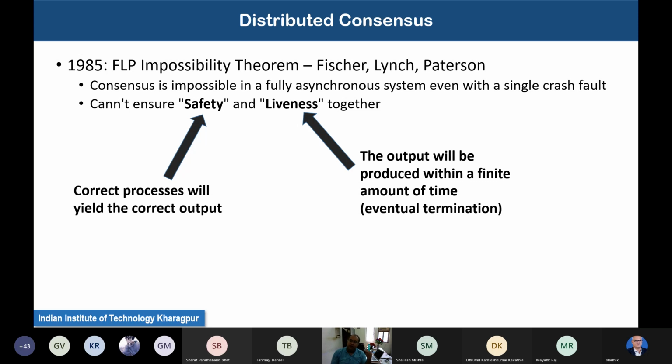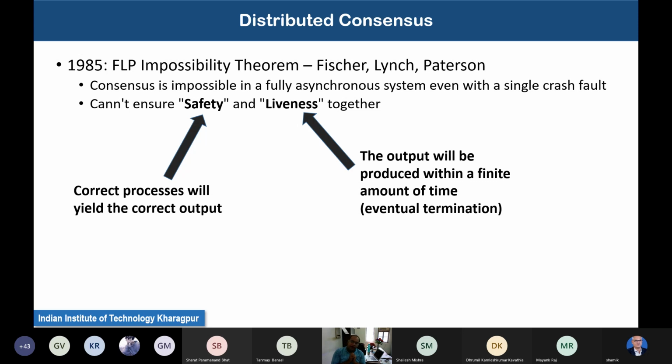So the safety property guarantees that the processes will reach the correct output, and the liveness property guarantees that this output will be produced within a finite amount of time, so the algorithm will eventually terminate. If I combine these two properties together, safety and liveness, it says that the algorithm will eventually terminate by producing the correct output. So in a fully asynchronous system with a single crash fault, we will not be able to support safety and liveness together. So how does the FLP impossibility theorem actually help in the design of distributed consensus?